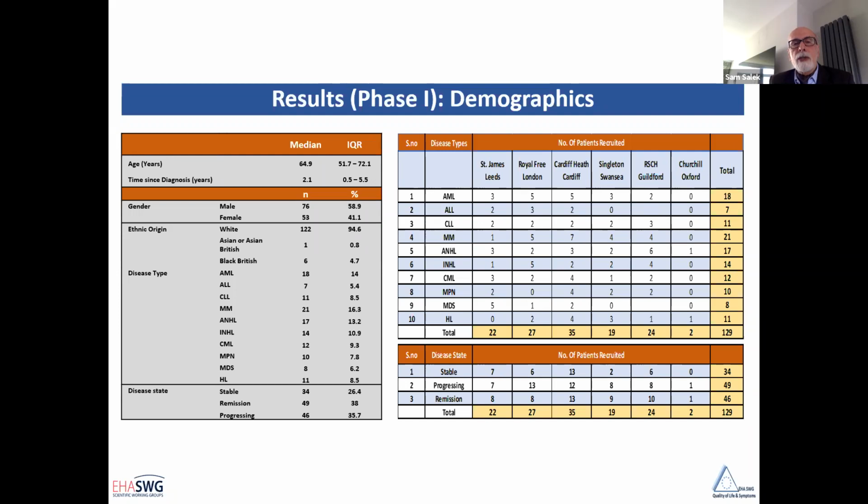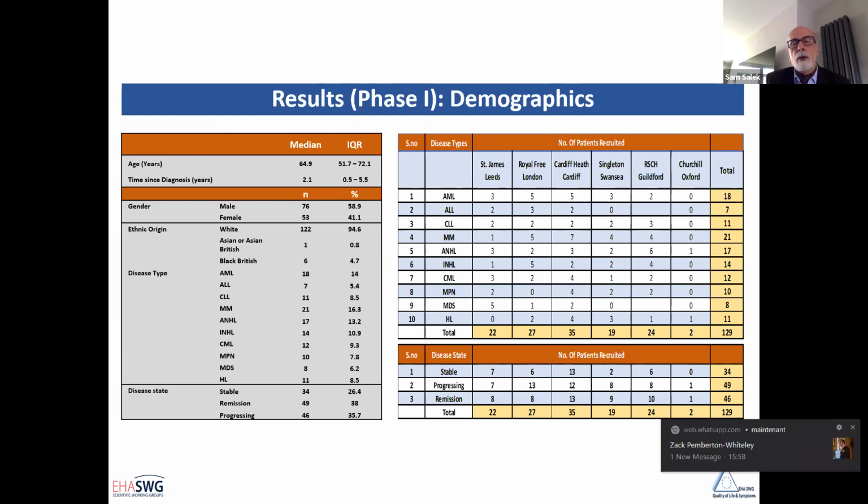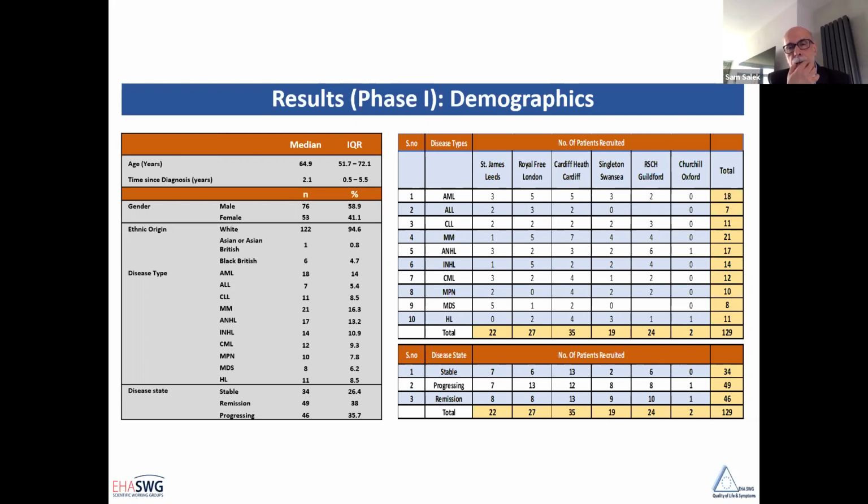As Roger mentioned, we recruited 129 patients with different hematological malignancies, as you can see listed on both the left and the right-hand side of the slides. And we involved 6 different hematological centers in the UK. Also, we wanted to make sure that we have a good spread of the 3 different disease states: stable, remission, and progressing. Next slide, please.